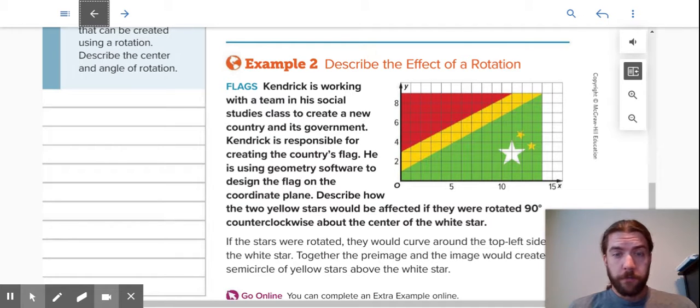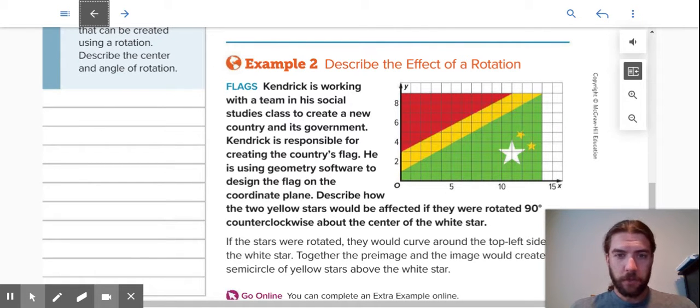All right, here for the very final example of today's lesson is example number 2, where we're going to describe the effect of a rotation. In this example, Kendrick is working with a team in his social studies class to create a new country and its government. Kendrick is responsible for creating the country's flag. He uses geometry software to design the flag on the coordinate plane.